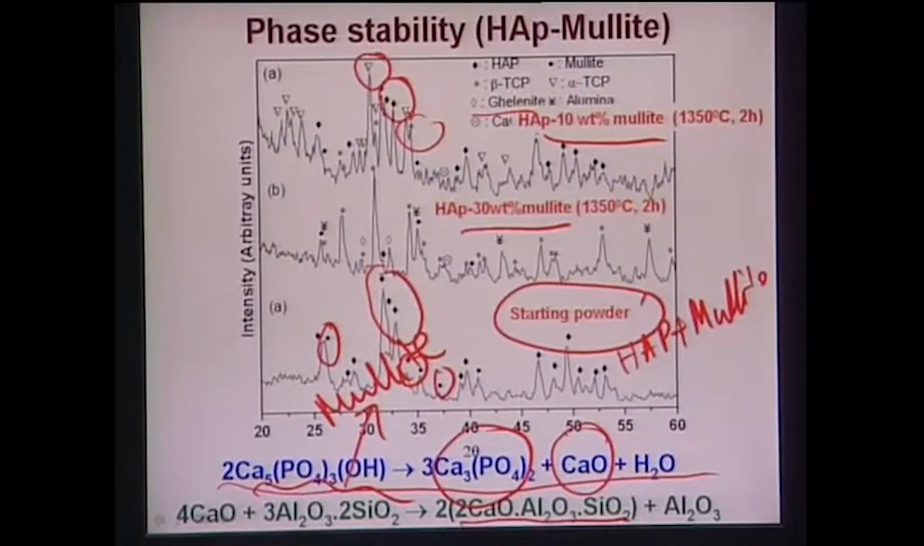Now, if you look at these reactions, then CaO reacts with this mullite and then it will form calcium aluminosilicate, and the formation of this calcium aluminosilicate is also associated with 1 mole of alumina. So, all these sintering reactions essentially explain why these multiple phases are formed during this sintering.